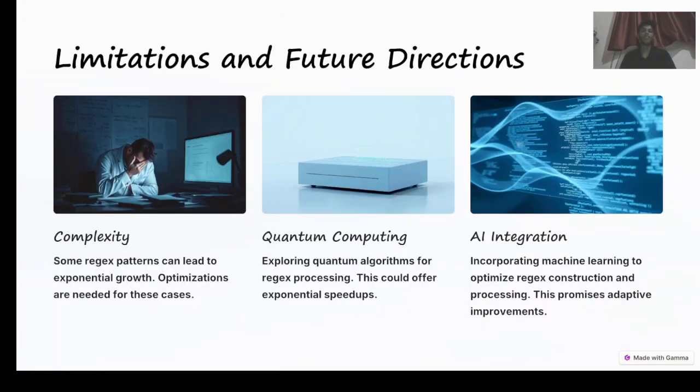Next, limitations and future directions. What are the limitations and future directions that come under this? Firstly, complexity, quantum computing, and AI integration. In complexity, we know that some regex patterns can lead to exponential growth, so optimizations are needed for these cases. In quantum computing, exploring quantum algorithms for regex processing could offer exponential speedups. And in AI integration, incorporating machine learning to optimize regex construction.